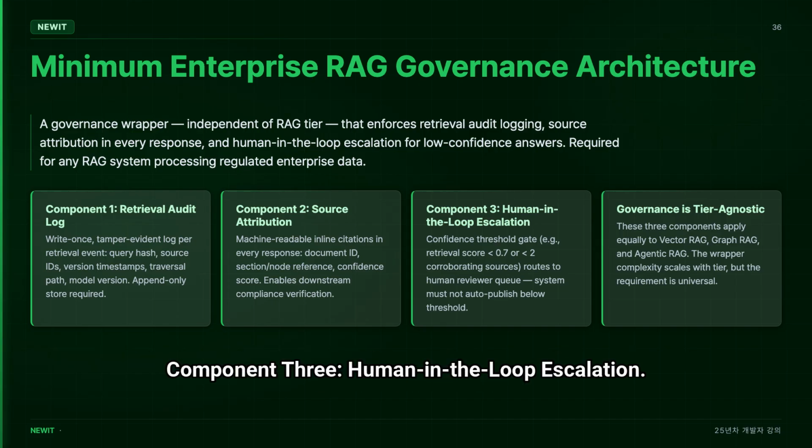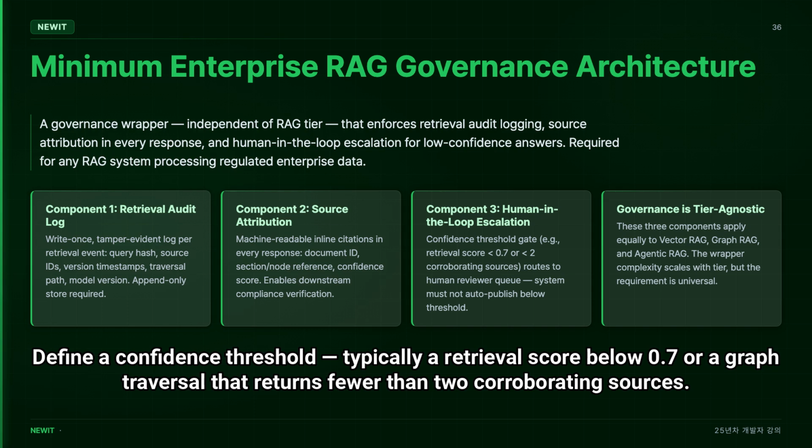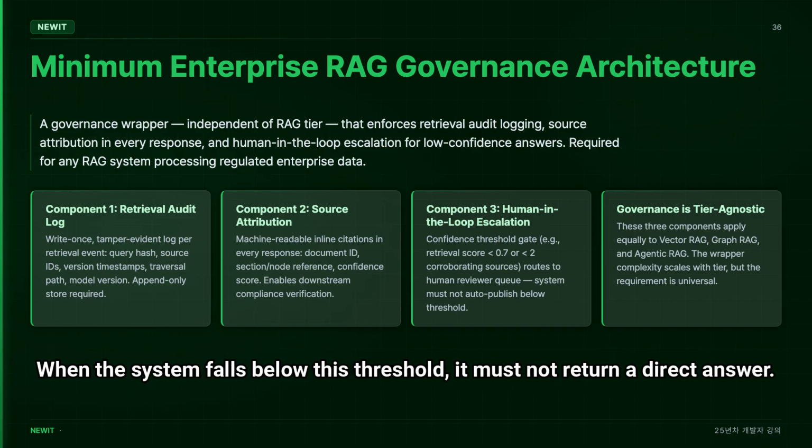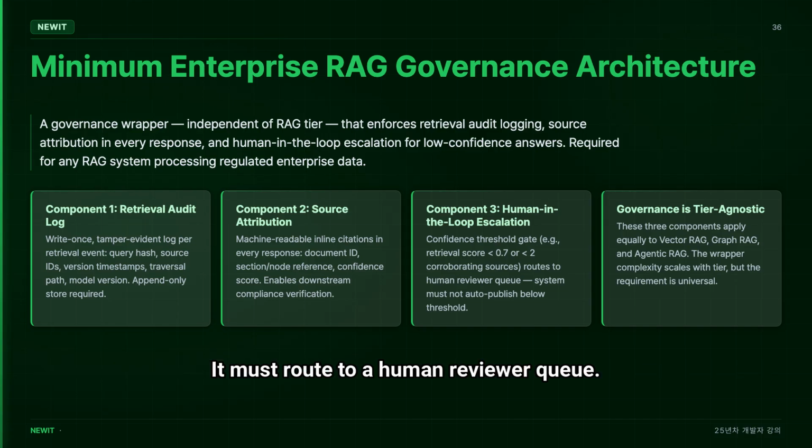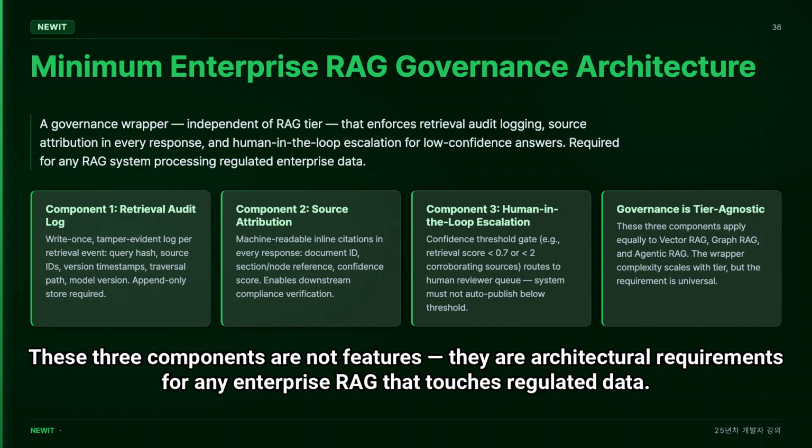Component 3, Human-in-the-loop Escalation. Define a confidence threshold. Typically a retrieval score below 0.7 or a graph traversal that returns fewer than 2 corroborating sources. When the system falls below this threshold, it must not return a direct answer. It must route to a human reviewer queue. These 3 components are not features, they are architectural requirements for any enterprise RAG that touches regulated data.